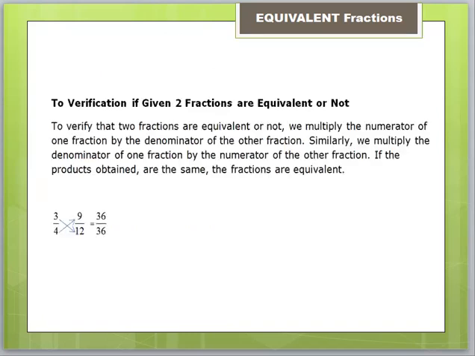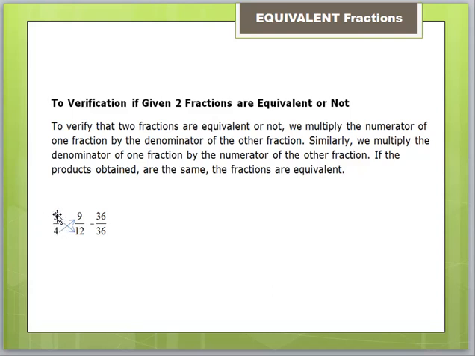So now, last, to verify if given fractions are equivalent or not. For example, there are two fractions that have been given. Now we want to verify whether these fractions are equal or not. So what we can do is simply cross multiply the first fraction's numerator with the second fraction's denominator, and the second fraction's numerator will be multiplied by the first fraction's denominator. So we have to cross multiply this.